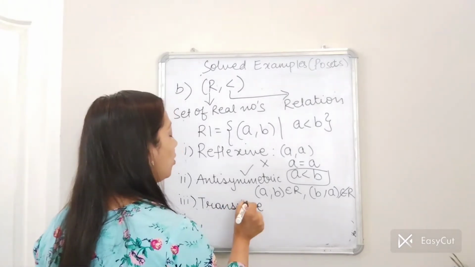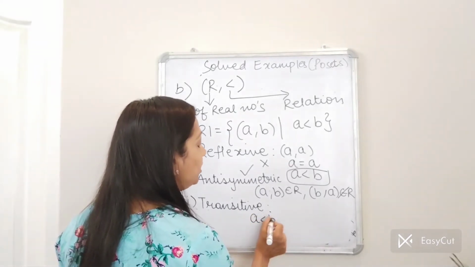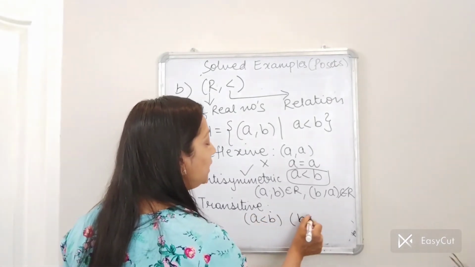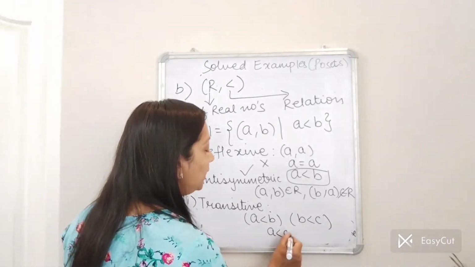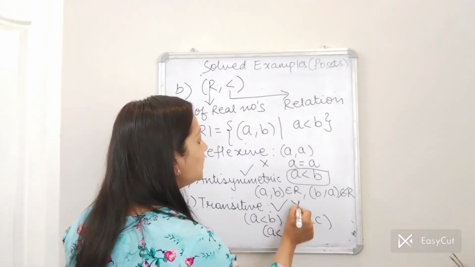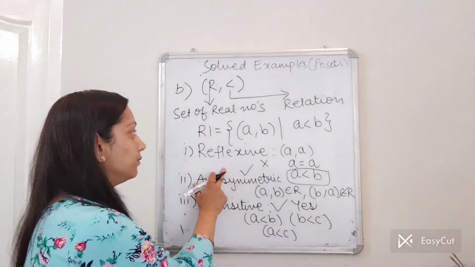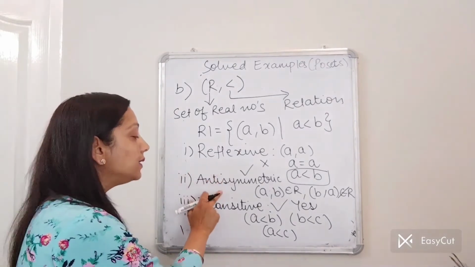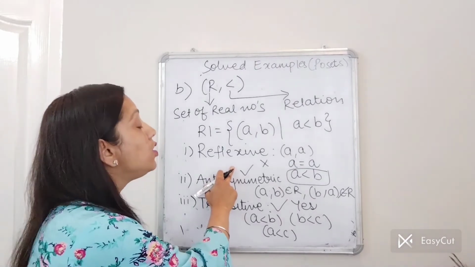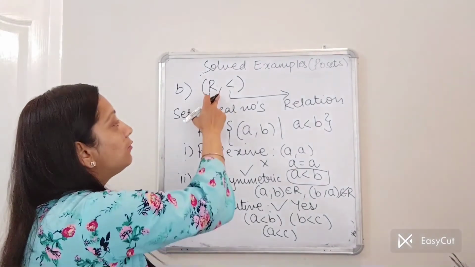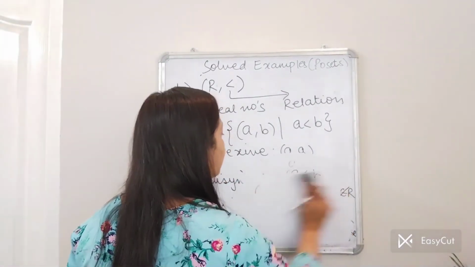Okay, now let's see if it is transitive or not. Now if A is less than B and B is less than C, then it is quite obvious that A would also be less than C. So yes, this is transitive, but it is not reflexive. Now this relation R1 is antisymmetric and transitive, but it is not reflexive. Hence it is not a partial order, and therefore R comma less than is not a poset. Now let's see one more problem.